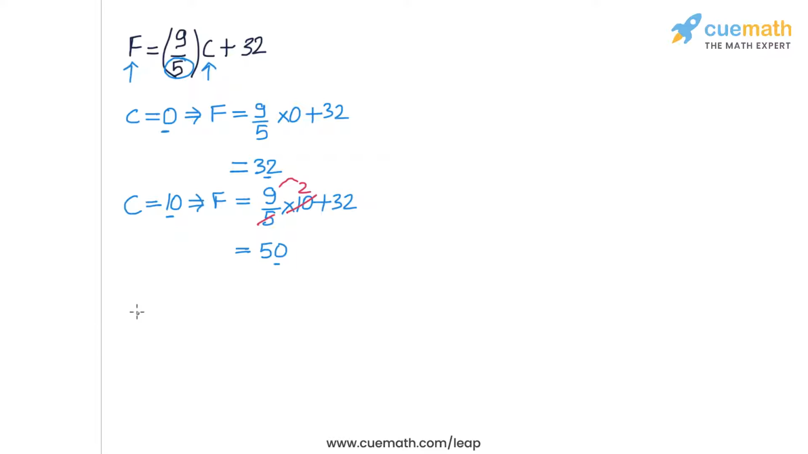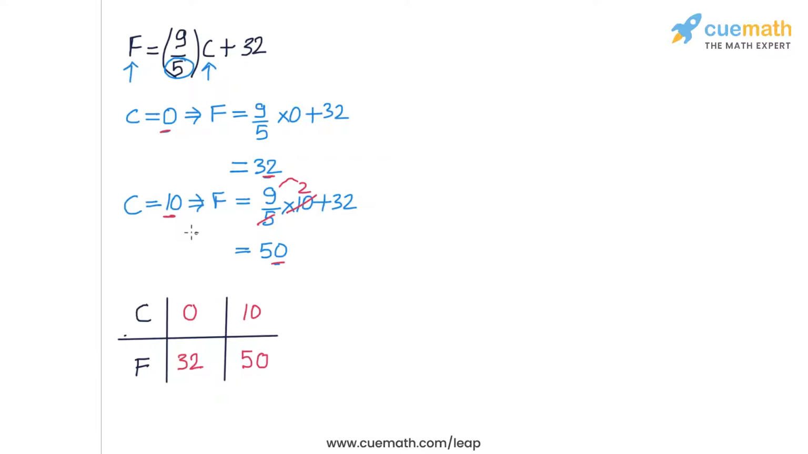Now let's write these two solutions in the form of a table so that they're easy to read. So we will make a CF table, C for Celsius, F for Fahrenheit, and we will record our two solutions in this table. The first solution was 0, 32, 0 degree Celsius equal to 32 degree Fahrenheit, and the second solution was 10, 50. So 10 degree Celsius corresponds to 50 degree Fahrenheit.